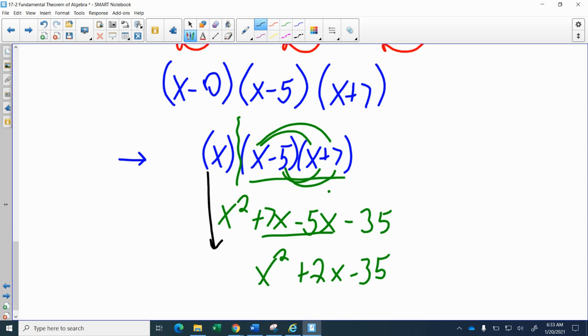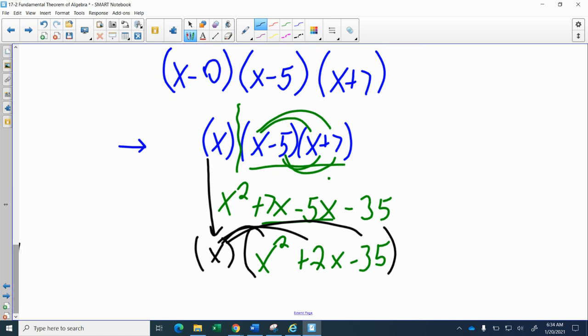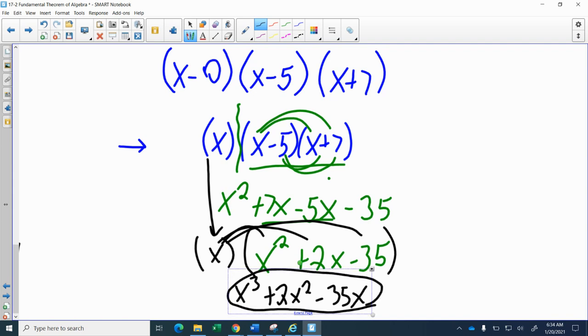The last step now is I have to bring down this x and now multiply this value through that equation. So now all it is is distribution. I would multiply the x to all three of these, work it out, and get to my final answer. That would be x cubed plus 2x squared minus 35x. And I have my original polynomial sitting right there.